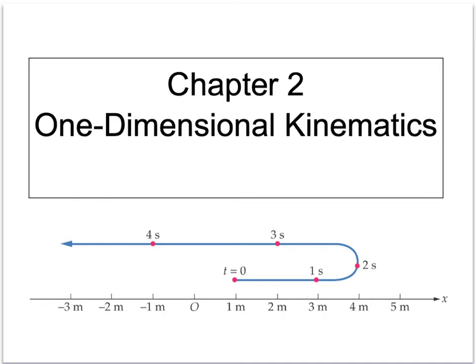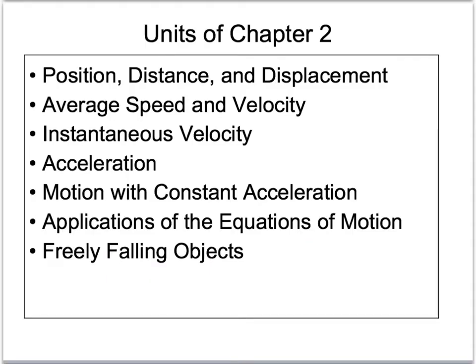First off, one-dimensional kinematics, which is when we were just moving with things going in one direction. Here are some important things you need to know after this segment of the video: position, distance, and displacement, average speed and velocity, instantaneous velocity, acceleration, motion with constant acceleration, applications of the equations of motion, and freely falling objects. So those are the key points for this first half of the video.